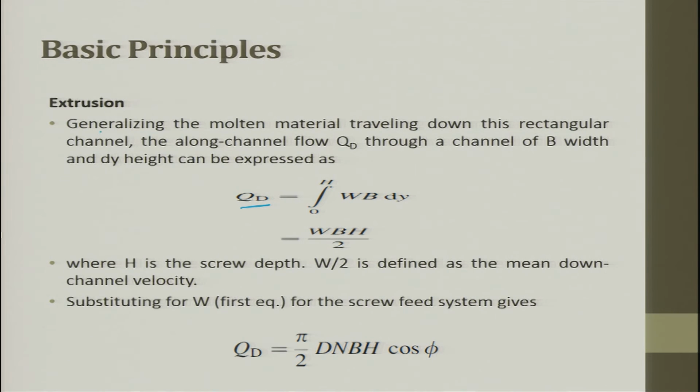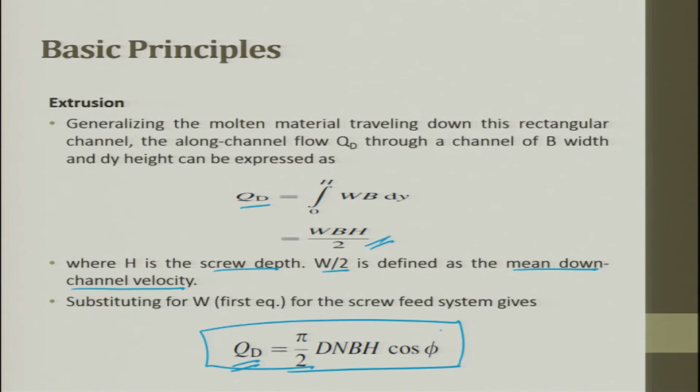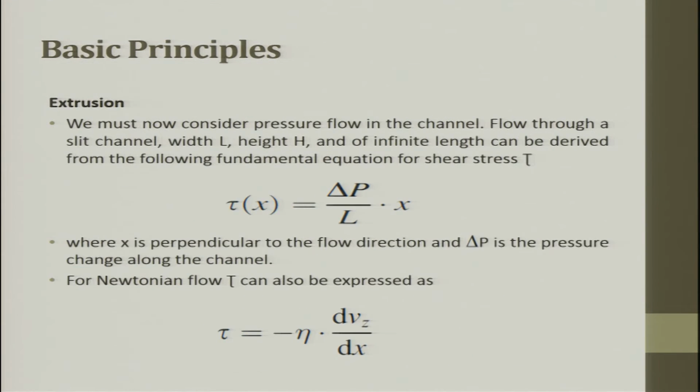So, QD, the generalized molten material travelling down this rectangular channel, the along channel flow QD through the channel of B width and dy is the height, can be expressed by integrating from 0 to h of W B dy. Which is nothing but W into B into h by 2, where h is the screw depth. W by 2 is defined as the mean down channel velocity. Substituting back in the QD, you get this equation. So, here we assume there is no friction, it is first principle, generalized one, we get it.